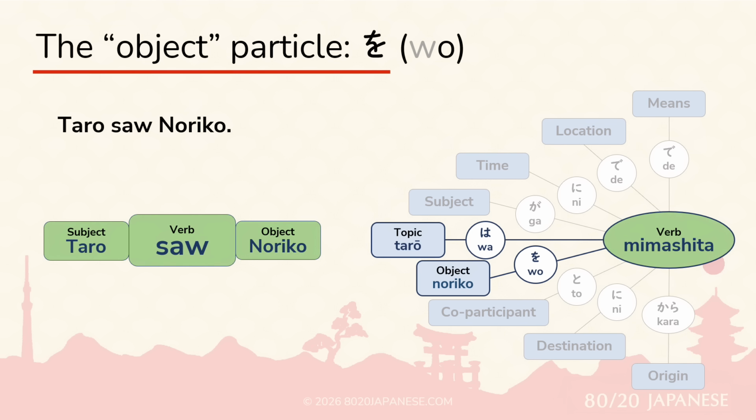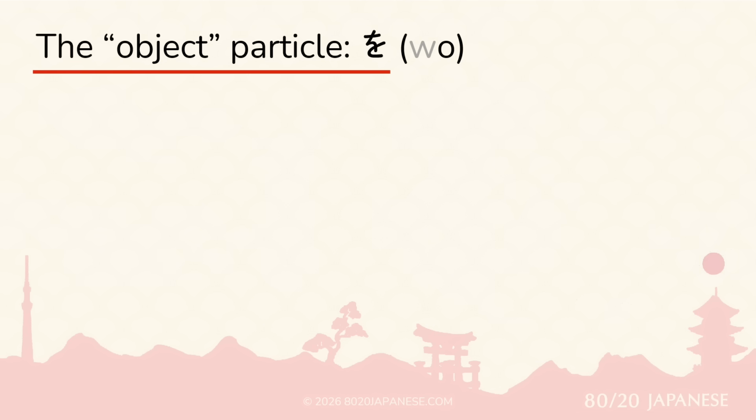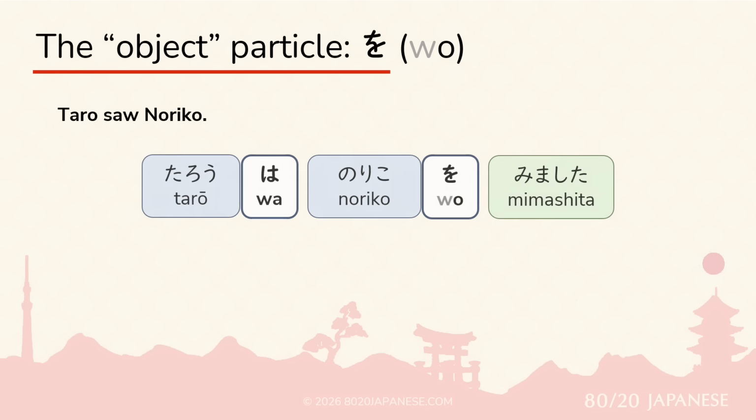In Japanese, we have Taro. Taro is the topic, marked by the particle wa, and Noriko is the object, marked by the particle o. Each of these, the topic and the object, relate to the verb, which is mimashita, the past tense of to see. So now let's put that together into a sentence. To say Taro saw Noriko, in Japanese we would say Taro wa Noriko o mimashita.